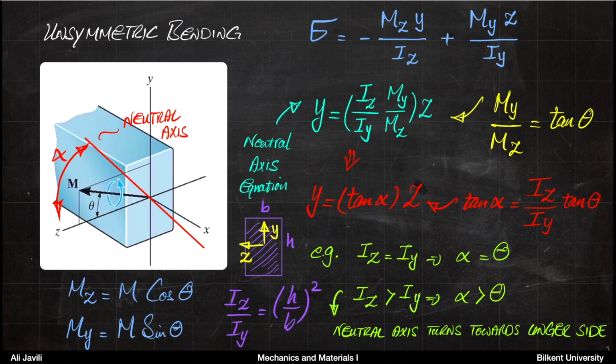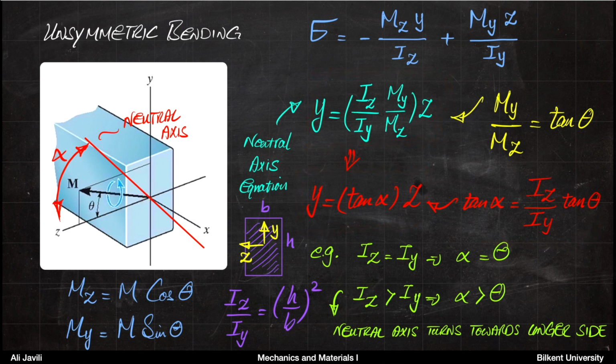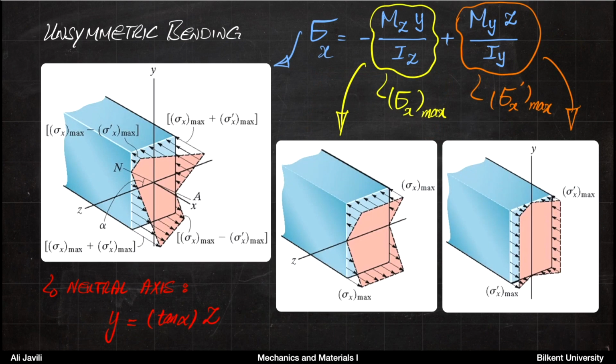All right, so this slide is sort of the whole discussion on the topic of unsymmetric bending. This is your flexure formula. You know the neutral axis is passing through the centroid. This is the equation for the neutral axis, or this one if you want, and then the relation between the angles is here. If you want to also illustrate that, you can look at it like this.